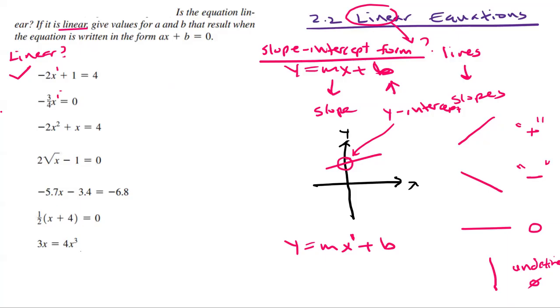Okay? So even though we got a negative 3/4, that doesn't matter. We're talking about the power on the x. So this is linear. Okay, what about this one? Is this one linear, yes or no?